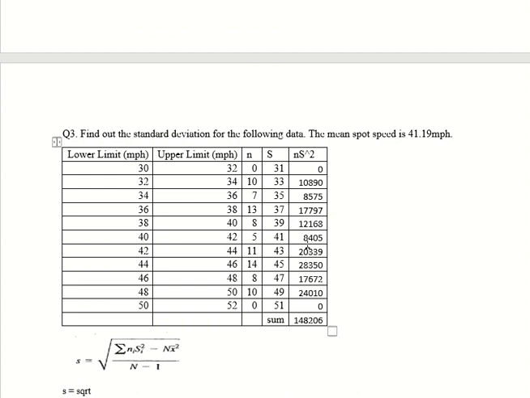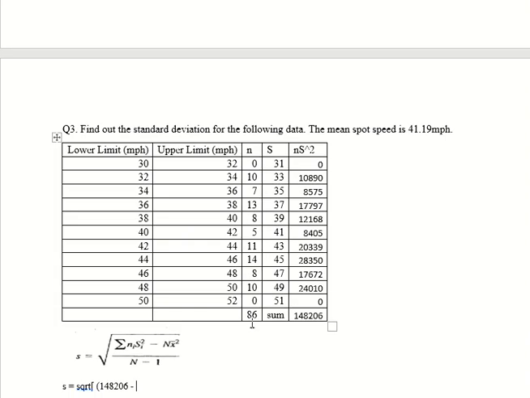So I'll take the square root, some bigger bracket here. So sum 148206 minus, what is n? N is the summation of this column. So summation of this column is 86. So 86 multiplied by the square of the mean. This is the mean which is given, 41.19. Taking its square. So numerator is done.